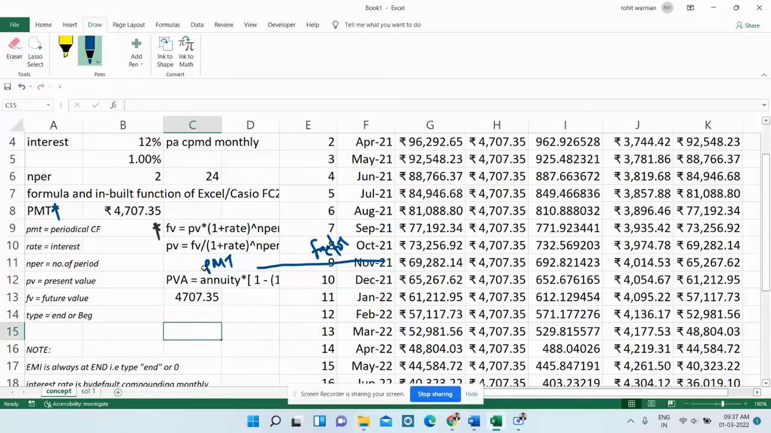Okay, so I'll just put that it becomes future value of annuity. If he is doing a recurring deposit, then the future value of annuity is your annuity multiplied by (1 plus rate) to the power n minus 1, divided by rate. It will be like this.